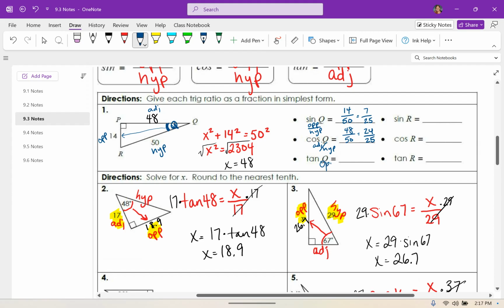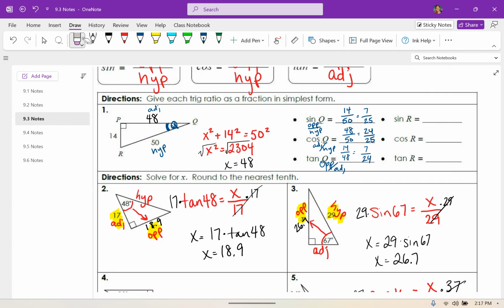Opposite over adjacent, which is 14 over 48. So 7 over 24. Perfect. And so we're going to do the same thing, but from angle R. So now I'm going to erase the blue writing that I did, and we are going to do the same thing from angle R, and angle R is my angle now.